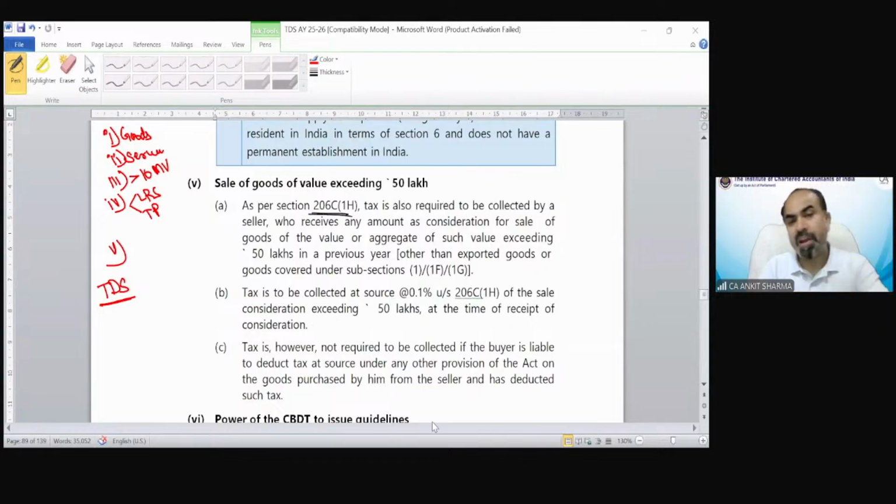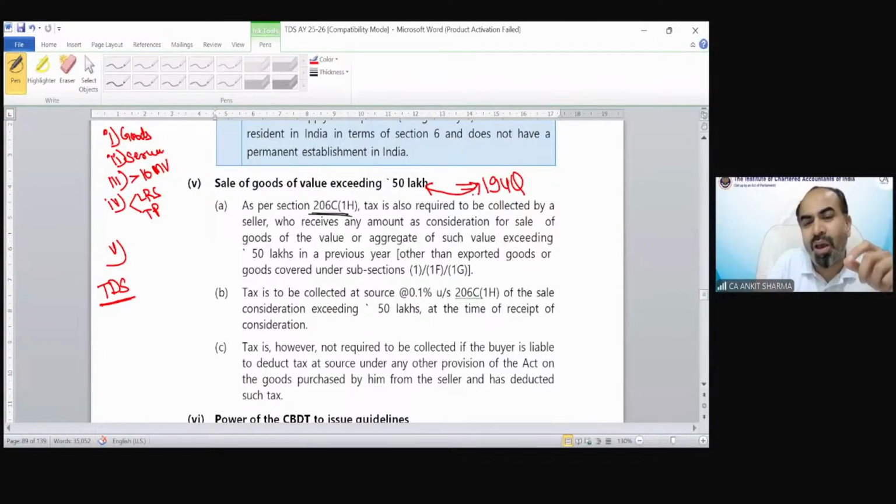Okay. So 194Q has been left by us because 194Q and 206C(1H) are correlated. But let me tell you one thing. From next assessment year, that means next financial year 25-26, which is not applicable in your examination, 206C(1H) has been omitted. This section has been omitted for next year. For the September and January examinations, it is there. After that, it has been abolished.